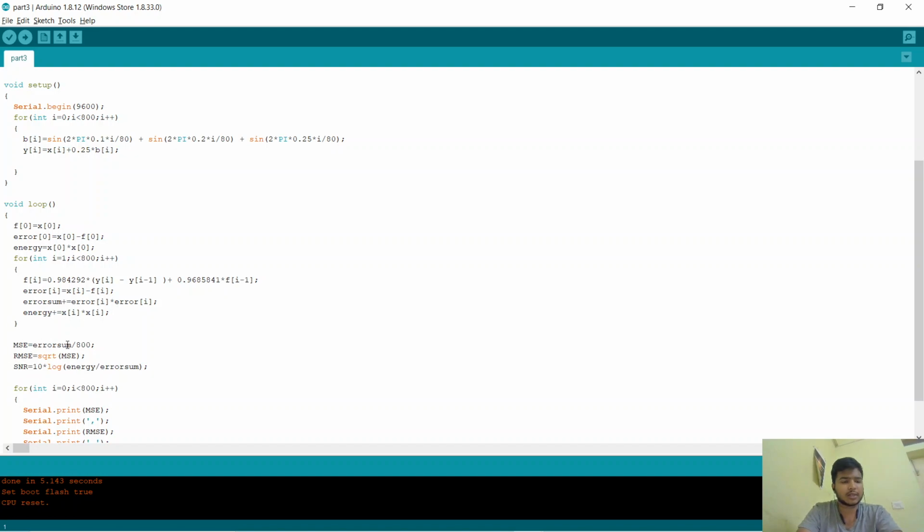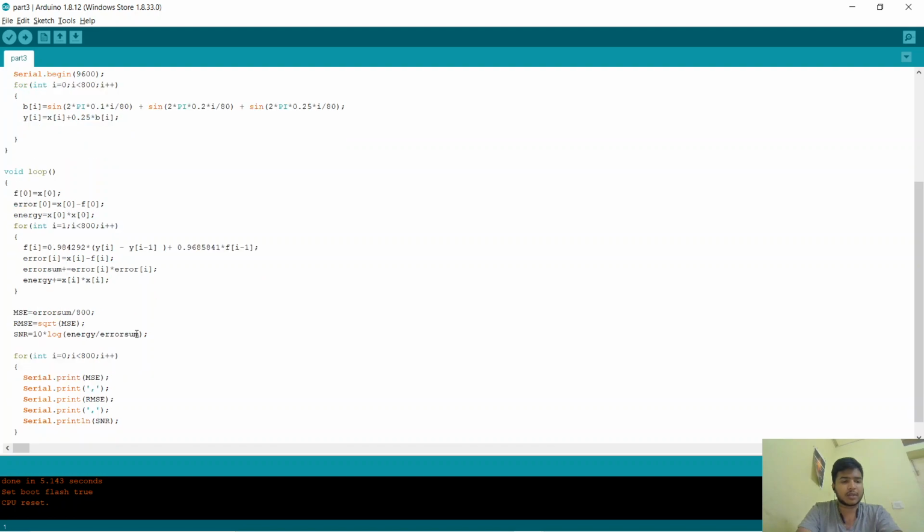Our mean square error is the sum of the errors by 800. Error sum is nothing but the error square. Root mean square is the square root of MSE, and SNR is 10 times log of the energy of the signal. Energy of the signal is nothing but x of I square by error sum, which is nothing but error square. So we'll be printing these three values now.